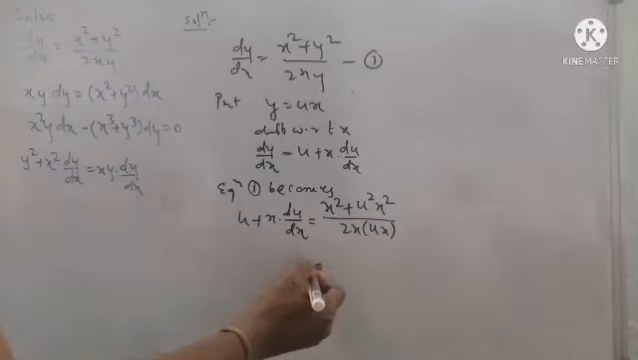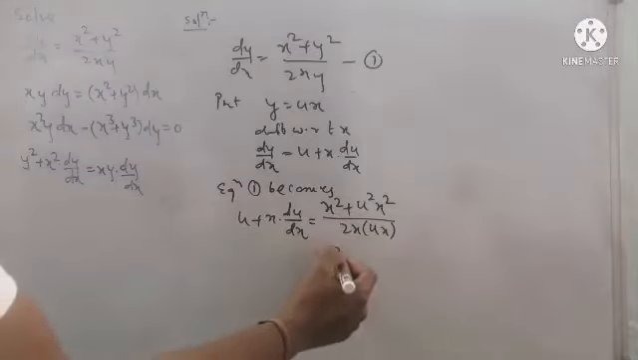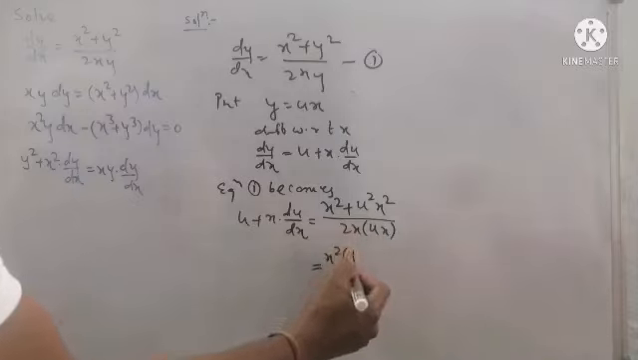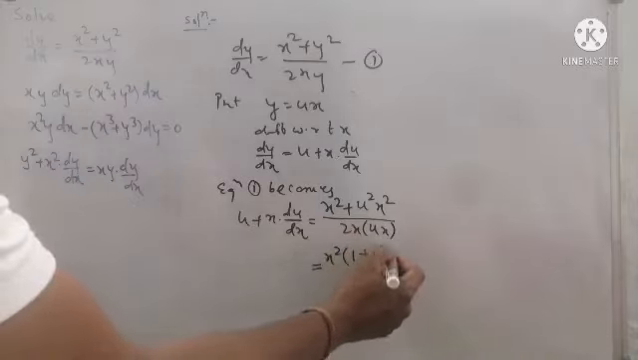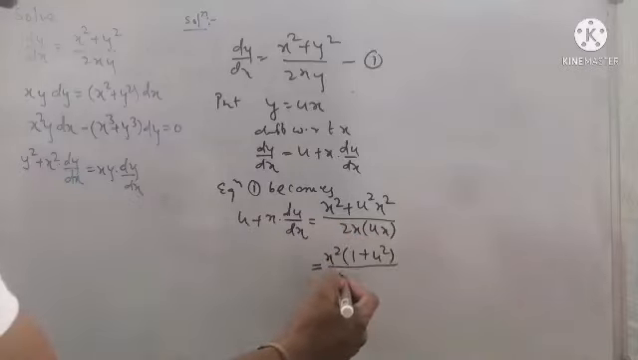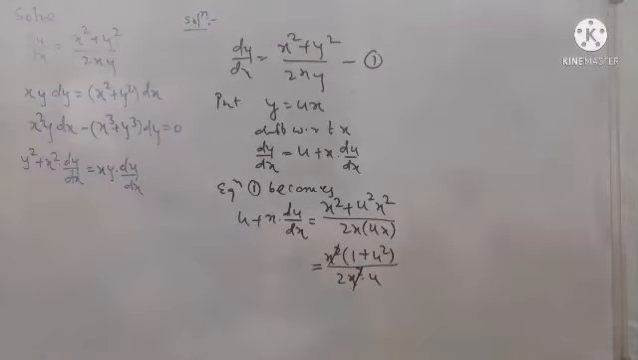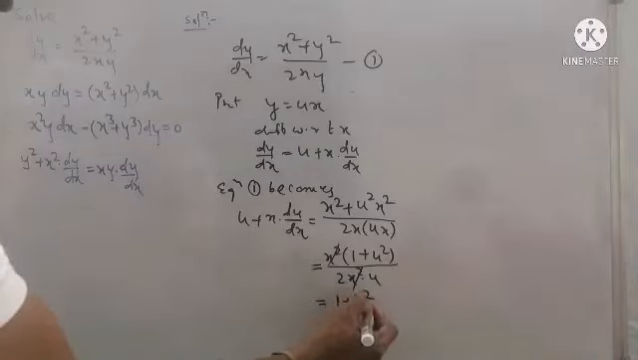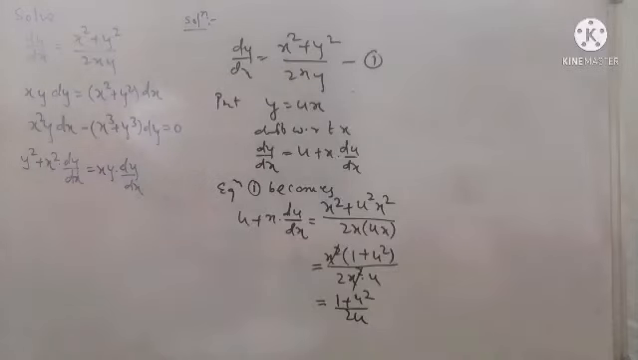Now simplifying this, as the numerator has a common x square in both terms, we put x square into bracket, and we have 1 plus u square. In the denominator, as 2x is multiplied with x, we get 2x square into u. As x square is common in numerator and denominator, it gets cancelled, and we get a simple term in u: in the numerator 1 plus u square and the denominator is equal to 2u. So we have simplified this.